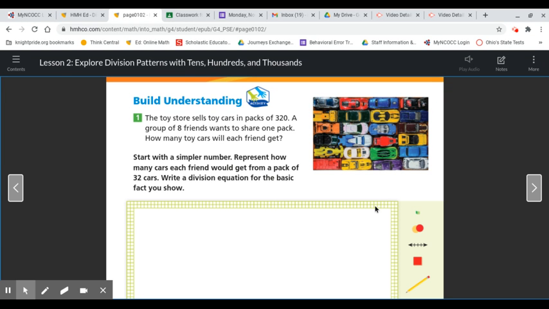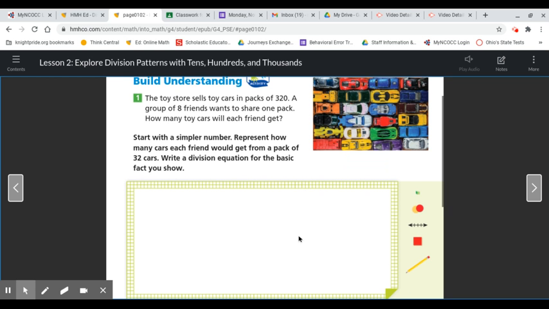Now I want you to turn to page 82, and we're going to look at the top of the page under Build Understanding and try another similar problem together. It says the toy store sells toy cars in packs of 320. A group of 8 friends wants to share one pack. How many toy cars will each friend get? And it gives us an idea to get started.